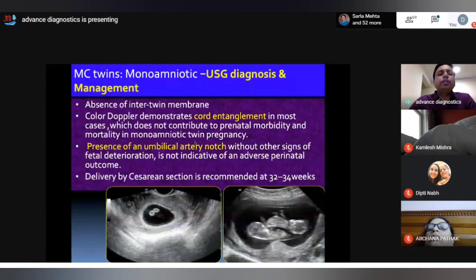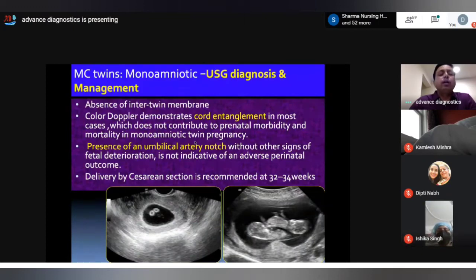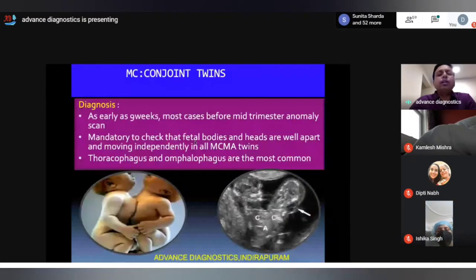Another, less common complication is monoamniotic twins, where there is an absence of an inter-twin membrane. Here we see cord entanglement, and the presence of an umbilical artery notch, which is not indicative of an adverse perinatal outcome. But here, cesarean section is advised at 32 to 34 weeks.